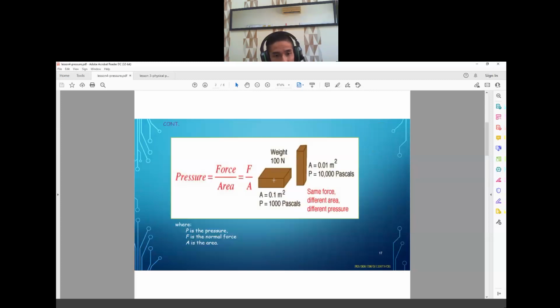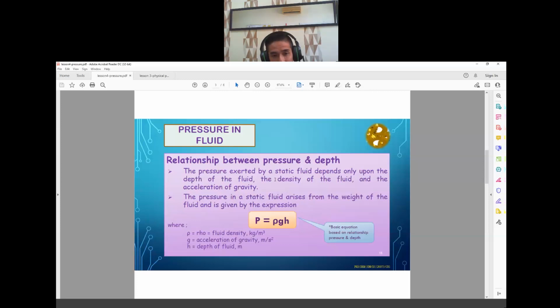Another form which you can relate to pressure in a liquid: we always consider the relationship between the pressure and the depth itself. So the equation will be P, still denoting the pressure, equals rho g h. Rho represents the density of the substance.